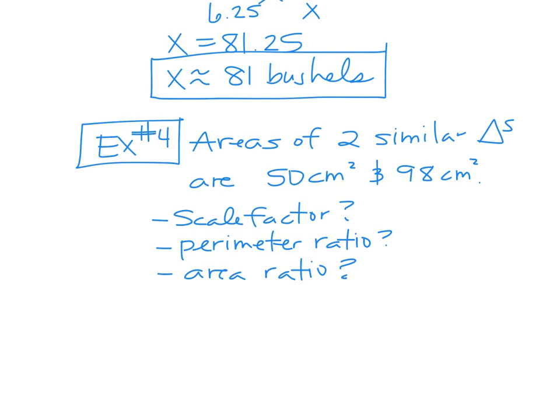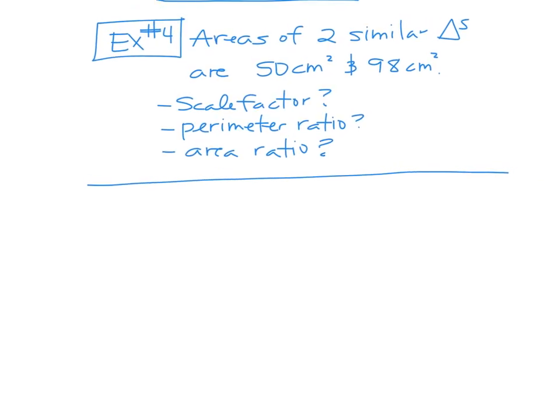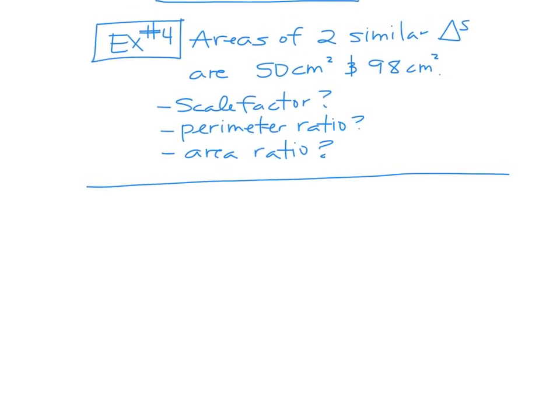What do you do? You're given the areas of two figures. What do you do? If you have two areas, you're essentially dividing them. You're setting them over top, right? You're making an area ratio. So if I have 50 to 98, that's going to be my area ratio.